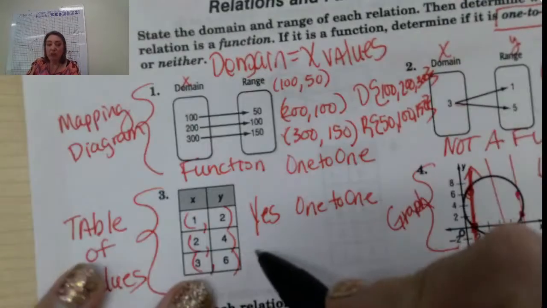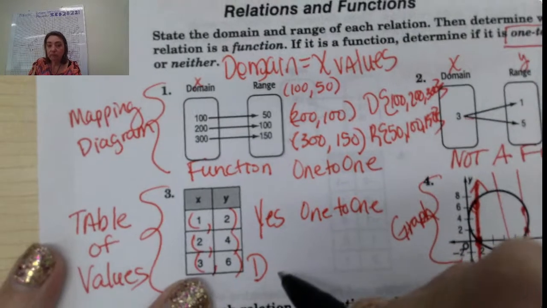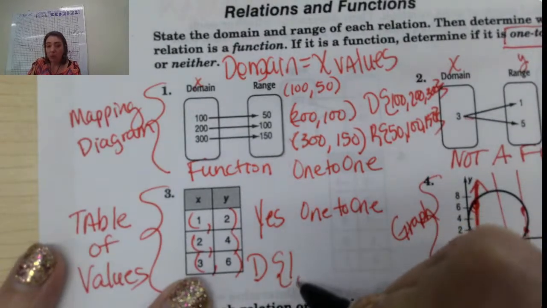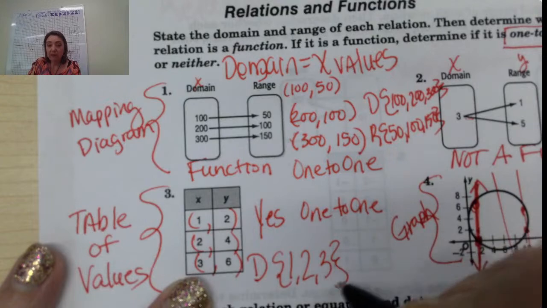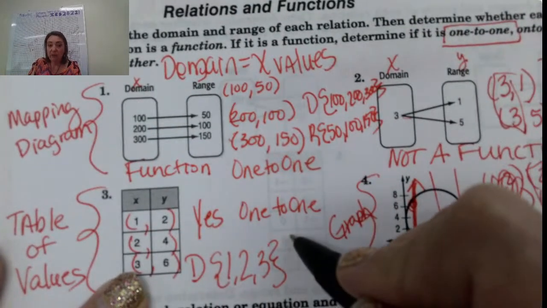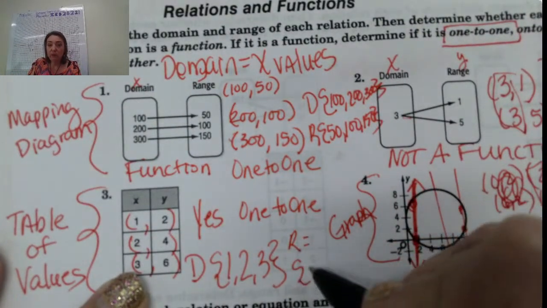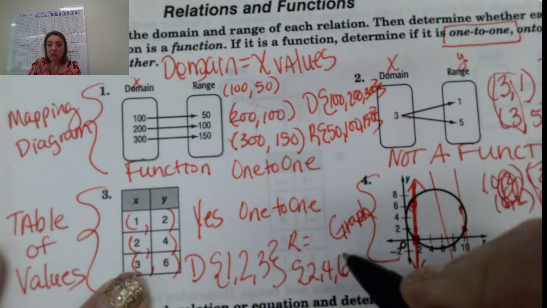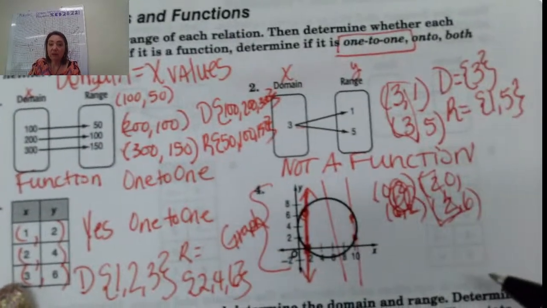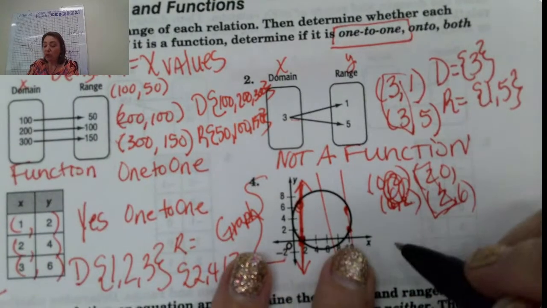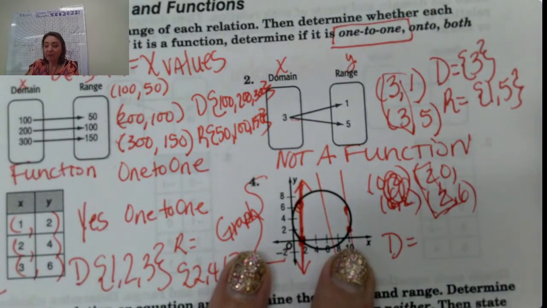Okay? What about our domain on this one right here? 1, 2, 3. That's it. What about your range on this one? 2, 4, 6. Okay? What about your domain on this one?